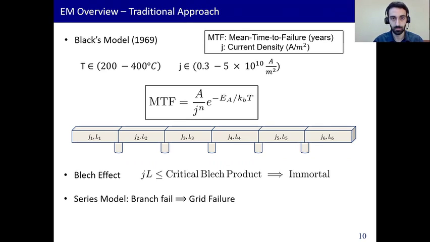The second component of the traditional approach is the use of the Black effect. The Black effect deems some branches to be immortal in case the product of their length with the density of the current flowing in them happens to meet some upper bound. Finally, the series model for grid failure is adopted, which means that the grid is assumed to have failed in case any of its branches fail.